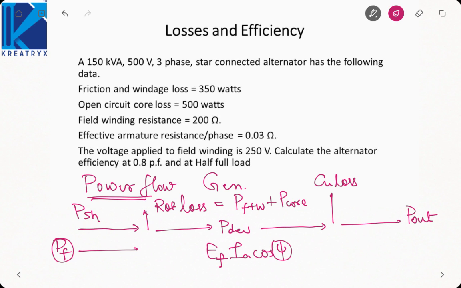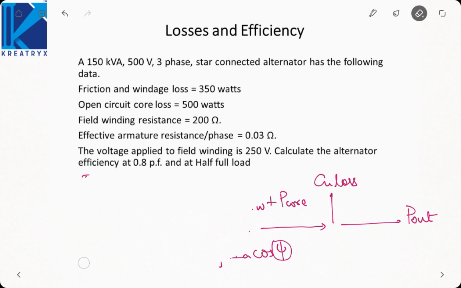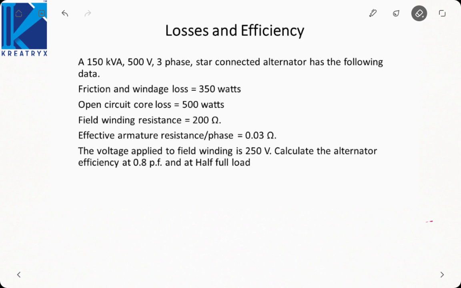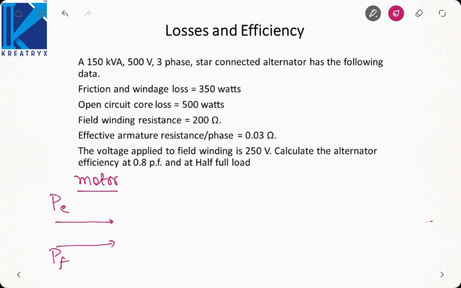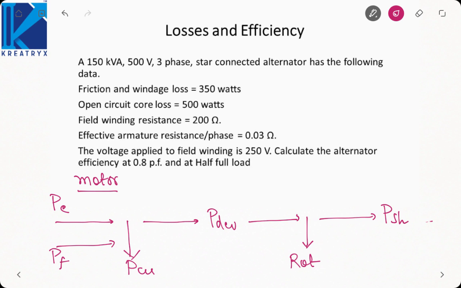Similarly for the motor, how shall we draw the power flow diagram? For motor we will have electrical input, we will have field input. After electrical input we will have copper loss, which will lead to the developed power. Again it is the same, EF IA cos psi. Then we will have rotational loss and then we will have shaft power. Okay, so the entire power flow diagram is just reversed.